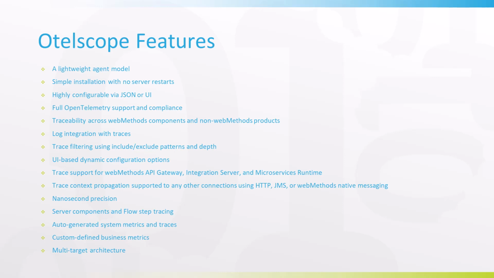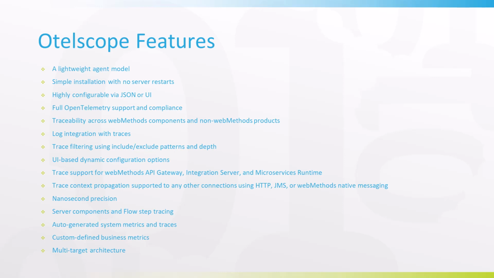It supports trace context propagation across HTTP, JMS, native messaging, and certain adapters, meaning that as a transaction enters and exits the platform, Otelscope is able to link the entire trace from end to end, giving you full visibility into the performance of that entire integration flow. It has nanosecond precision. Just like its sister tool Nanoscope, Otelscope gives you visibility into things no other webMethods tool can, like the performance of server handlers and processors, and the performance of individual flow steps.